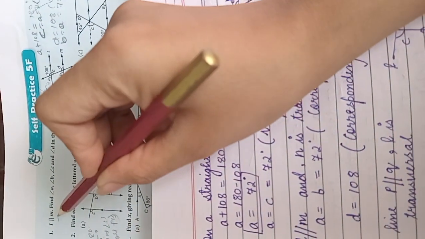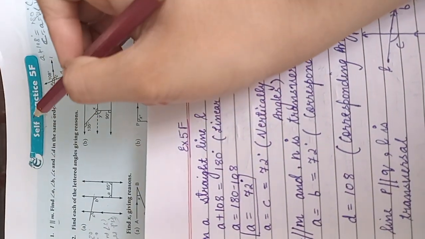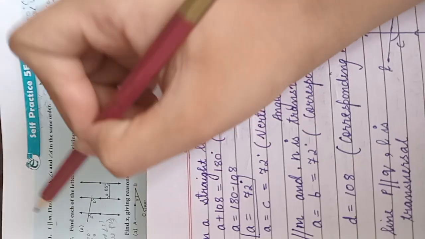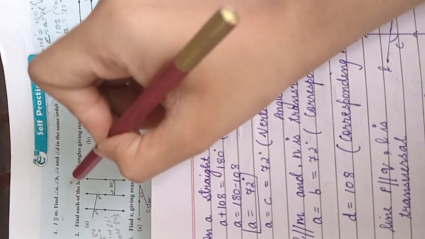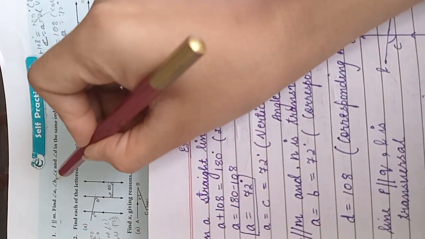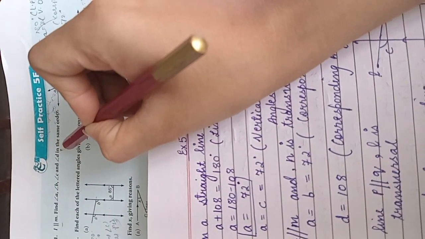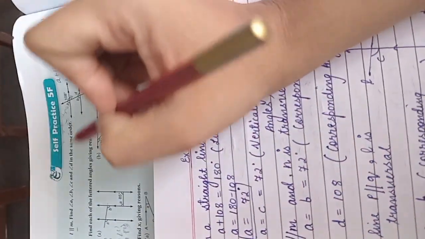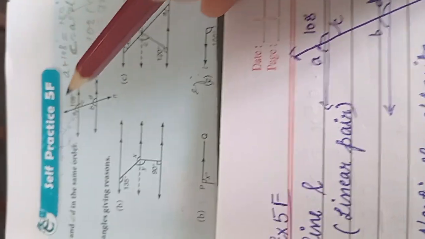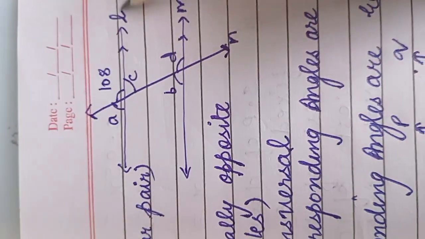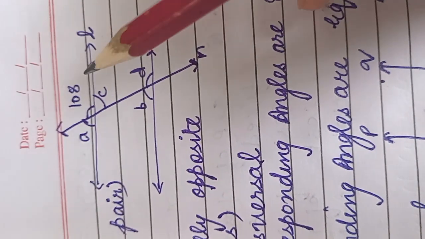So now we will see how many angles are going to form over there and what all angles we can use to find the values of angle A, angle B, angle C, angle D. Okay, and you have to find them in the same order, A, B, C and D. Coming to these two parallel lines, the parallel line L and the second parallel line M. So first we have to find A.